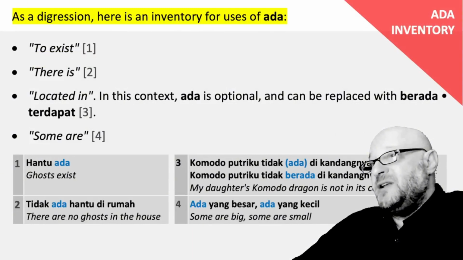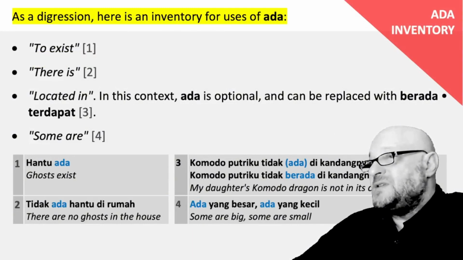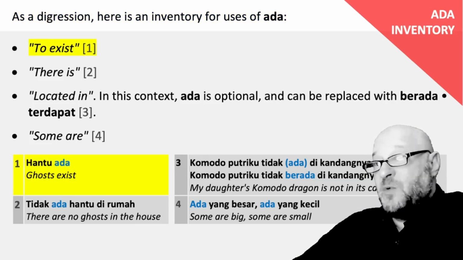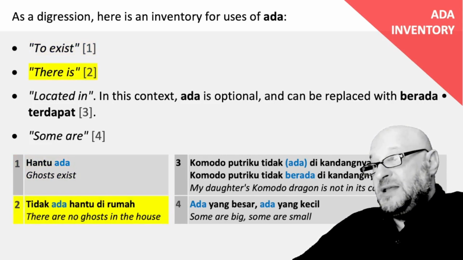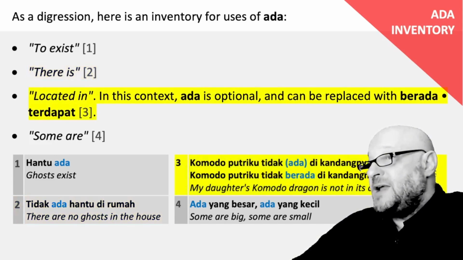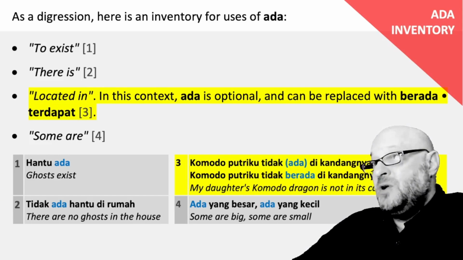As a digression, here's an inventory of uses of ada. To exist, example 1, hantu ada, ghosts exist. There is, example 2, tidak ada hantu di rumah. There are no ghosts in the house. Located. In this case, ada is optional and can be replaced with berada or terdapat.